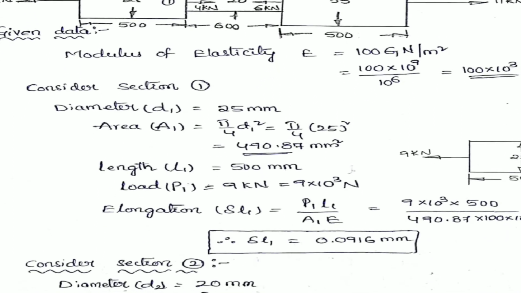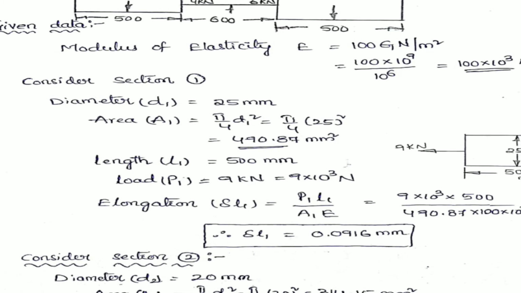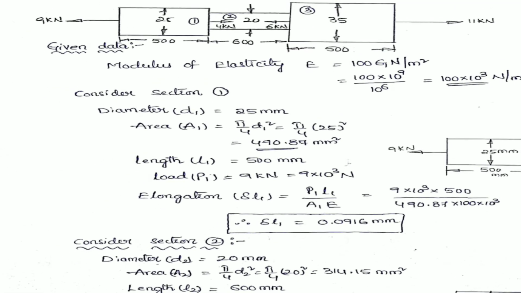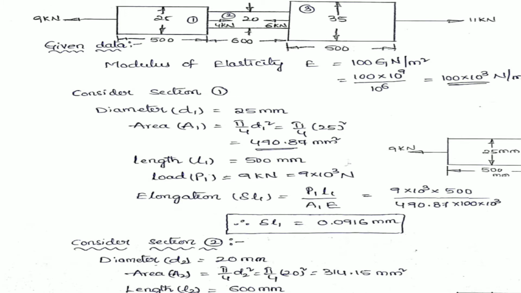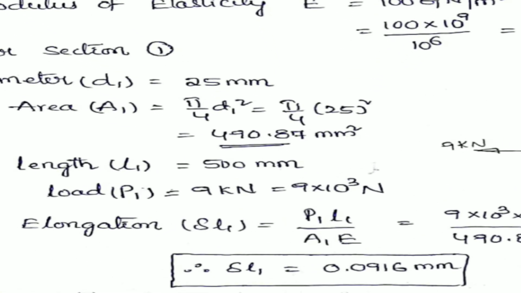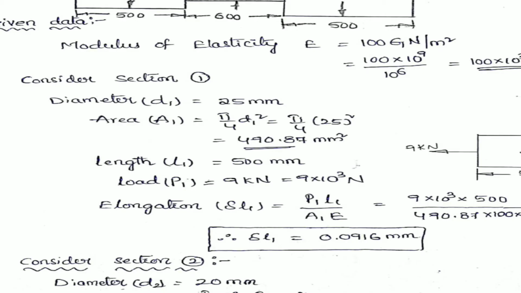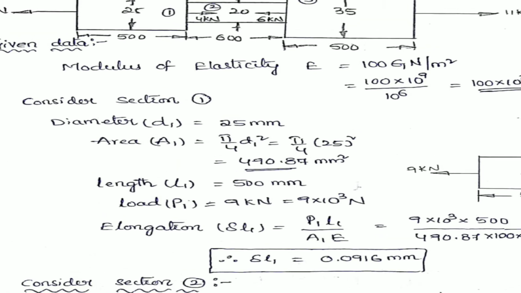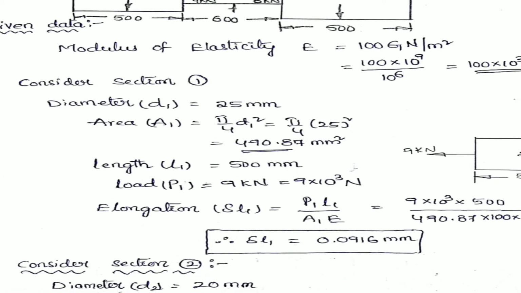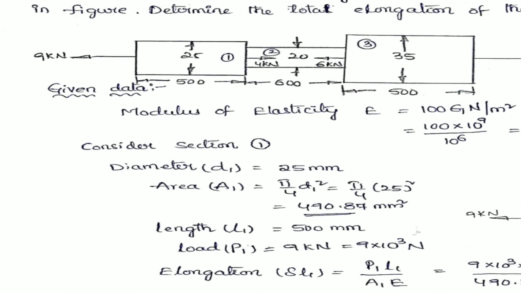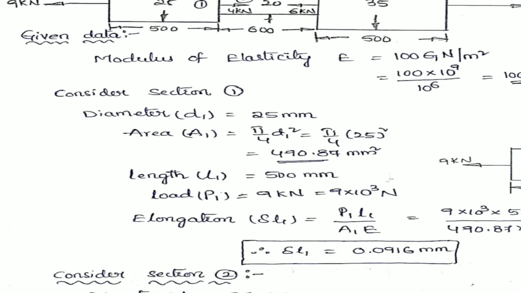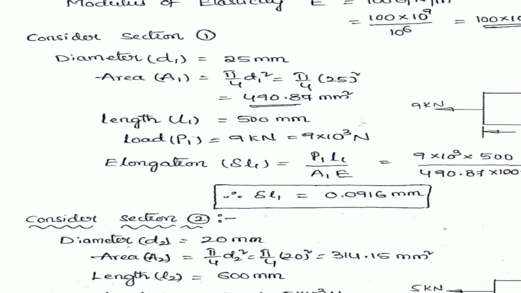Consider section 1. Section 1 diameter d1 is 25 mm. Area formula is pi by 4 d1 square, pi by 4 into 25 square, that is equal to 490.87 mm square. Length L1 is given as 500 mm. Load P, that means the pushing load on the left side in the diagram, is 9 kilonewtons, 9 into 10 to the power of 3 newtons. Elongation formula: delta L1 is equal to P L1 by A1 E.